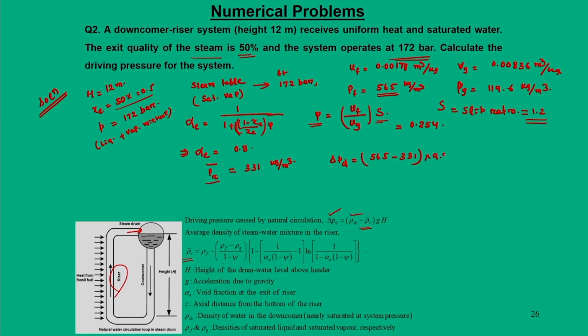g is 9.81 meter per second square. h is the height of the riser, that is 12 meter. Now, putting this, your delta P d is calculated as 27546 Newton per meter square, and delta P d is approximately 0.275 bar. So, the driving pressure for this system through this circulation is about 0.275 bar.